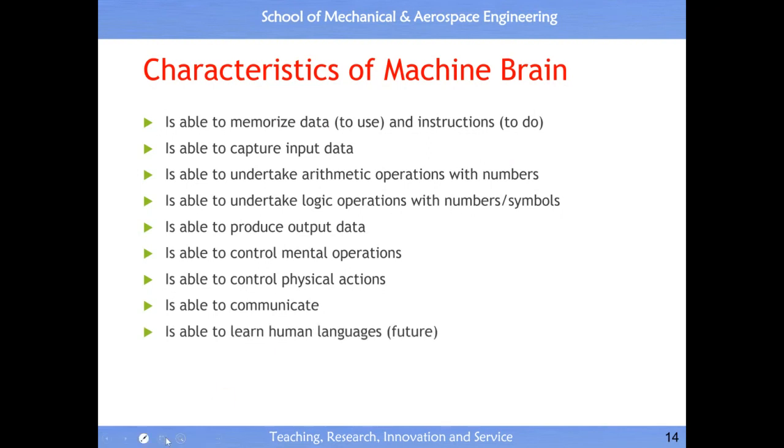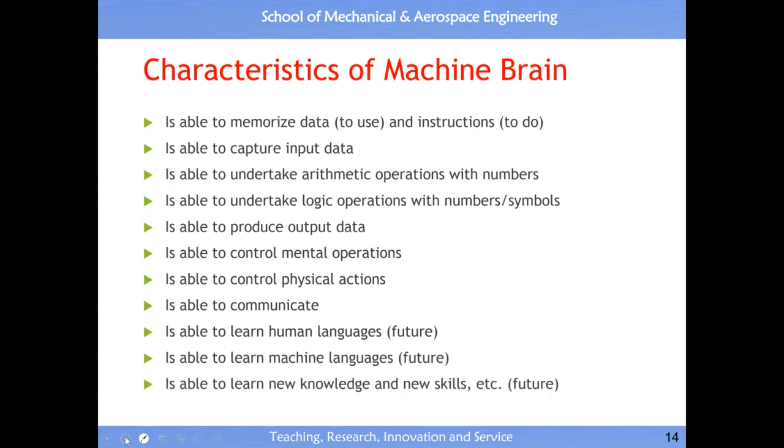Okay, in future we hope that the microprocessor system will have the capability to learn human language, to learn machine language, and also to learn new knowledge and skill. So these are the expectations in future. Today we are not there, so this is why I put the future. This could be the research topic for us to find out the solution which will enable the machine's brain to achieve these three capabilities in future.